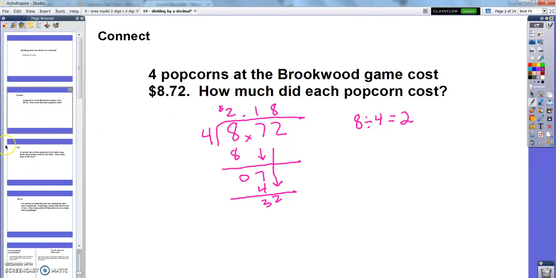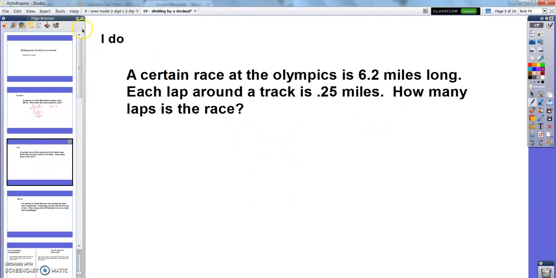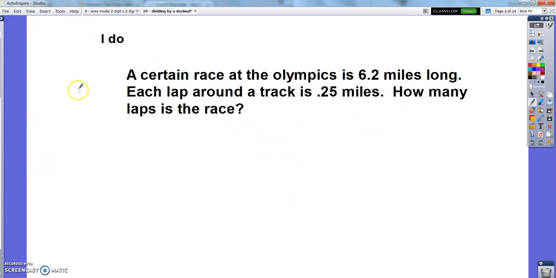So when we divide by a decimal, it's the same thing. I just didn't show it to you before because I didn't want you to kind of freak out when the answer's higher. So let's take this example. A certain race at the Olympics is 6 2/10 miles long. Each lap around a track is 25 hundredths miles. How many laps is the race?